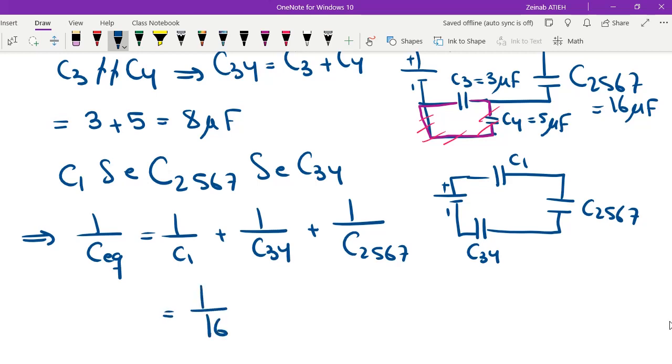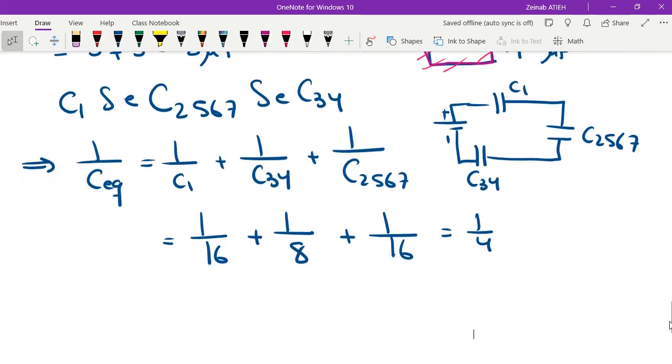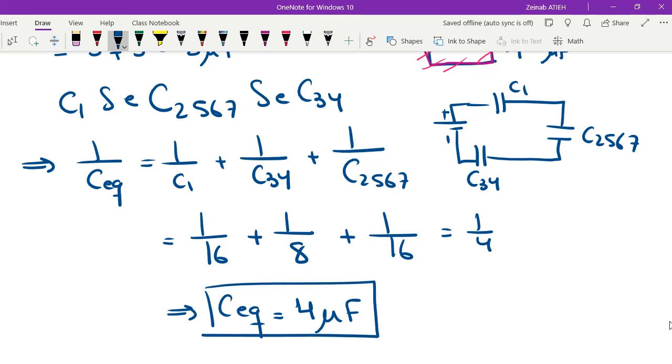It's equal to C1, which was 16, C34, we found it 8, and C2 5 6 7, also 16. This will give us 4 over 16, meaning 1 over 4. Don't forget to inverse to find C equivalent. This implies C equivalent is equal to 4 microfarad, and this is the final answer.